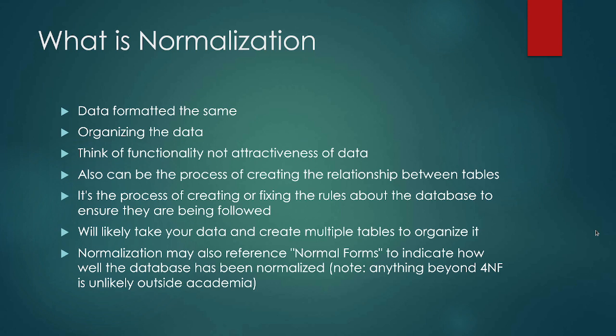So we're going to start with what is normalization. Normalization is ensuring that the data that we have in our database is being formatted the same way and organizing the data. We are paying attention to functionality, not the attractiveness of the data. We are also looking at the process of creating the relationships between tables. One of the things that will likely happen as you are normalizing your data is you are going to be breaking your database up into multiple tables. Now, I don't mean breaking up, I guess I mean splitting out some of the data to ensure that the format is done correctly.